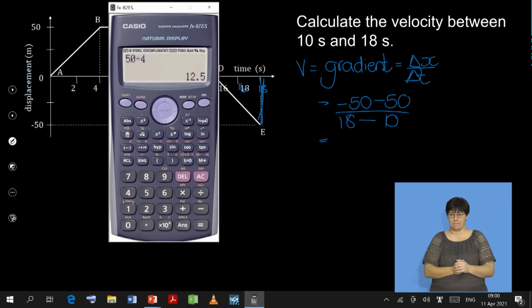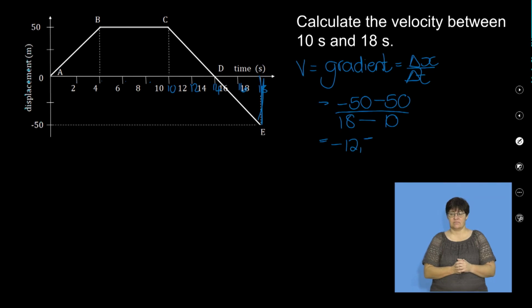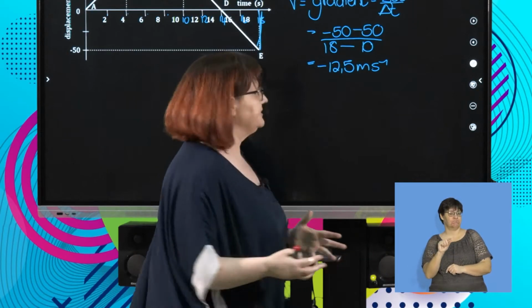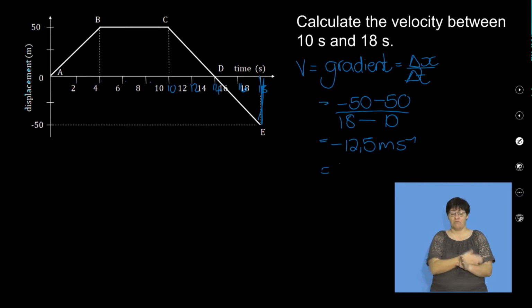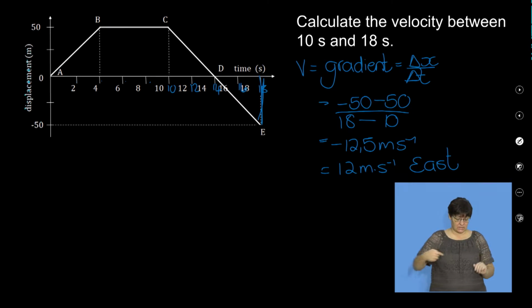All right, so we're going to use our calculators, and we get minus 50, and we're going to divide that by 18 minus 10, and it's minus 12.5. Now, if I asked you to solve this using equations of motion, this now becomes interesting for us. Oh, and before I forget, this means that it's 12.5 meters per second east. He was going west originally, okay? And we've got a negative value.